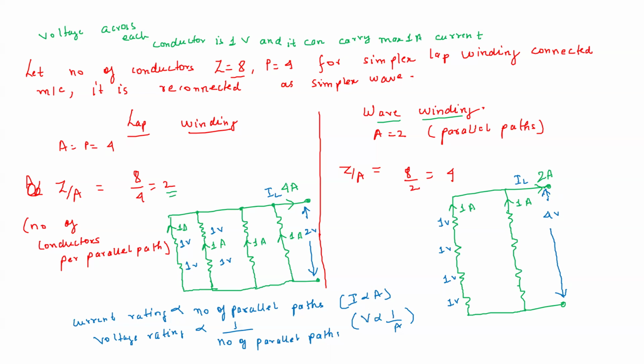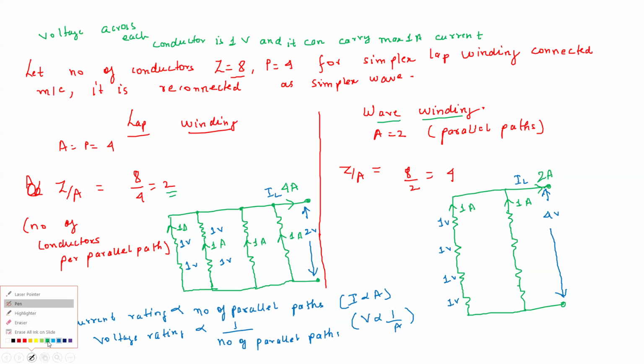Okay, so someone may ask you what will be the change in this question. The question can be what will be the change in the voltage, current, and power ratings. Someone may ask what is the change when this lap winding is reconnected as wave winding. So what will happen to the voltage rating? What will happen to the power rating? What will happen to the current rating? Okay, so let me write it.